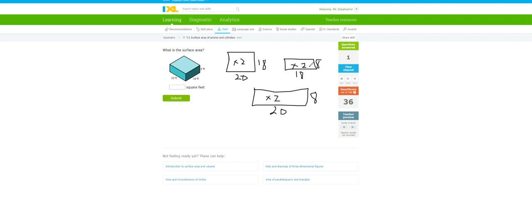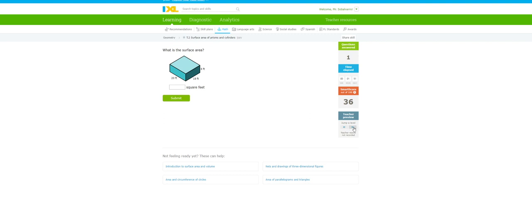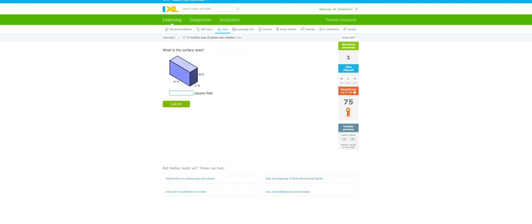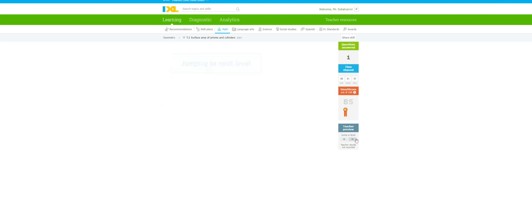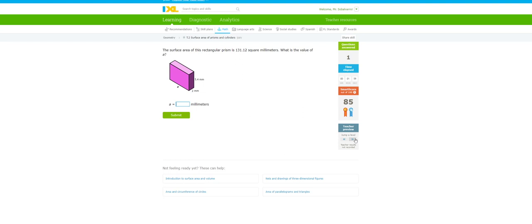And then you add every single face, and then you're going to get the surface area. Okay, I'm not going to do it. I'm just showing you how to do it. This will take too much time in the video. I'm going to walk you through another shape, and all of these are rectangular prisms.